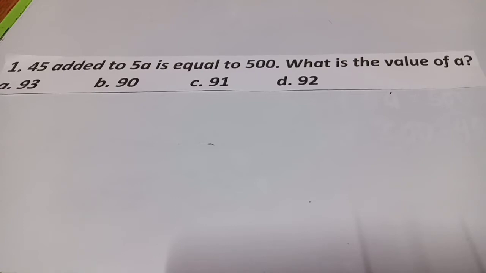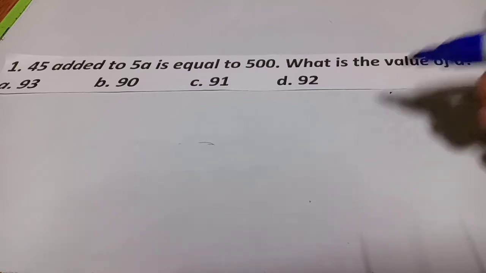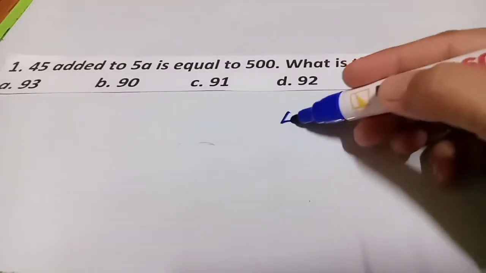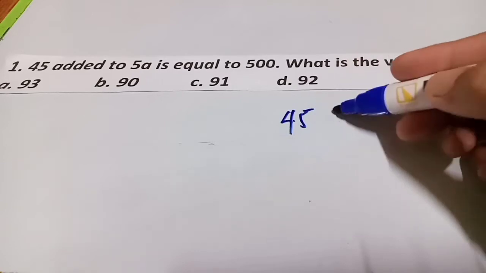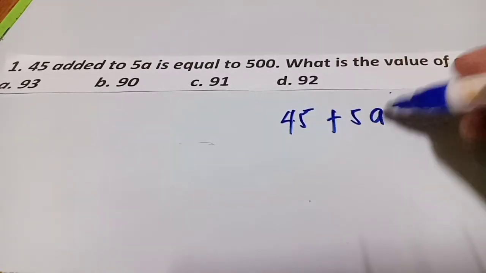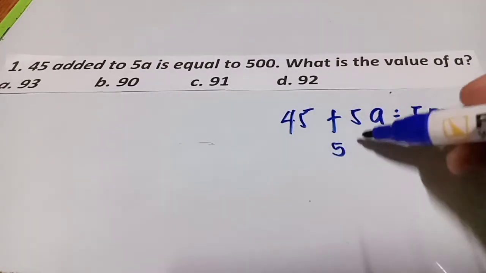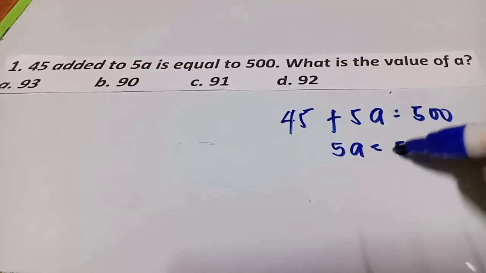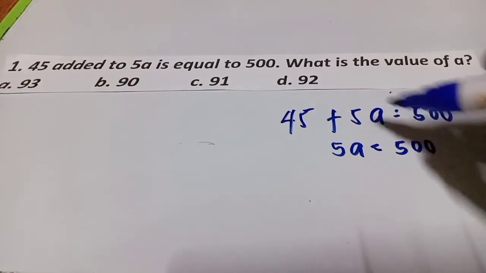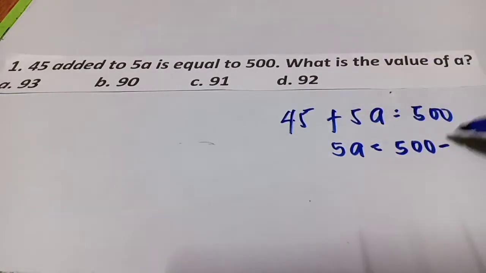45 added to 5a is equal to 500. What's the value of a? So what you will do is analyze the problem. We have 45 added to 5a is equal to 500. So we have 5a is equal to 500, and then transpose, this will become minus 45.